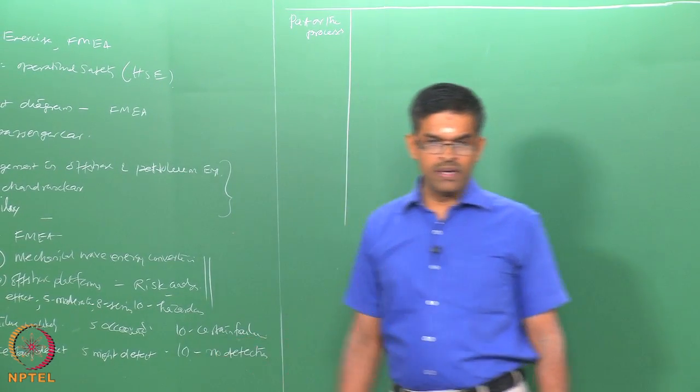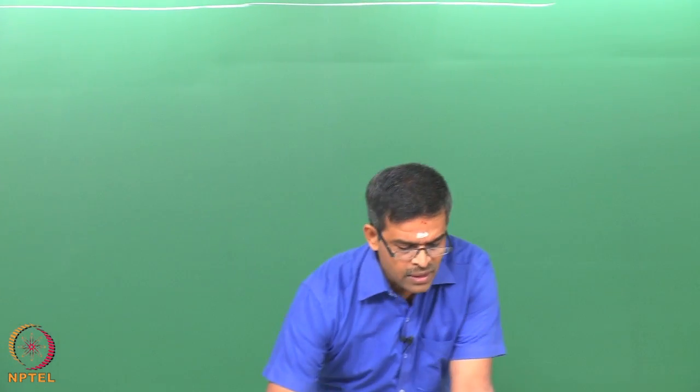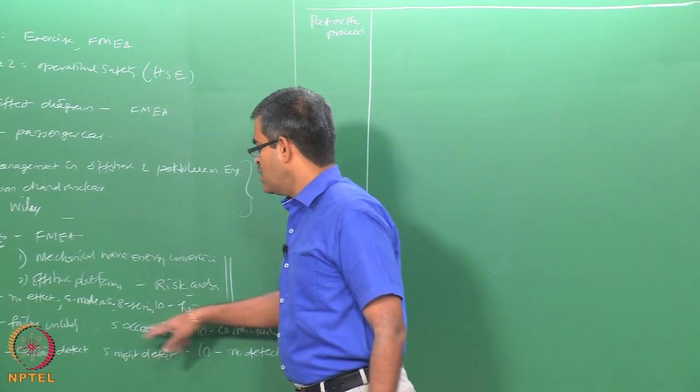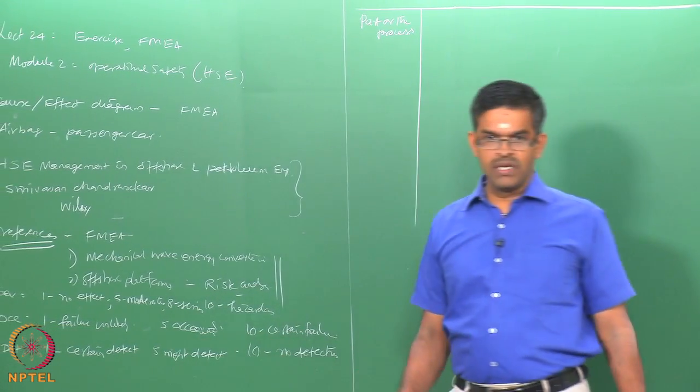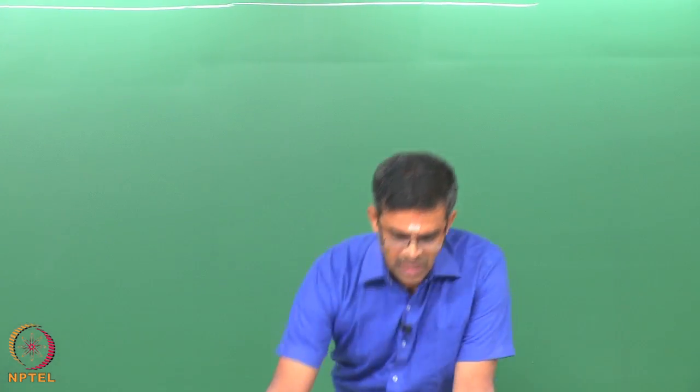If you do not wear a seat belt, you will be facing the injury, provided it is a lightweight passenger. That is why it is advisable not to house infants or children in the front seat of the car. So, if it is so, then the detectability is 10. Detectability on a scale of 10 means you will not actually notice that such a failure is going to happen. So, it is on a scale of 10.